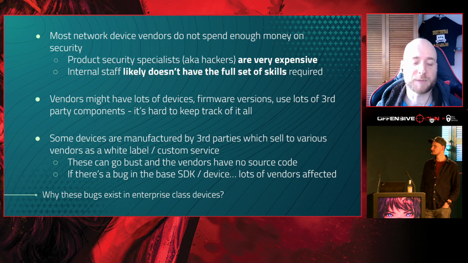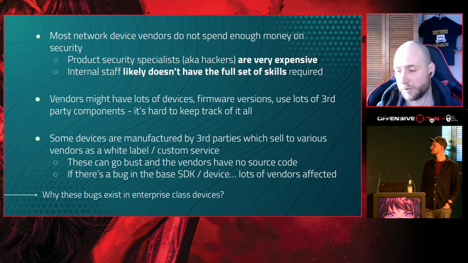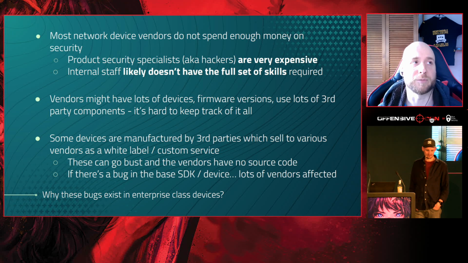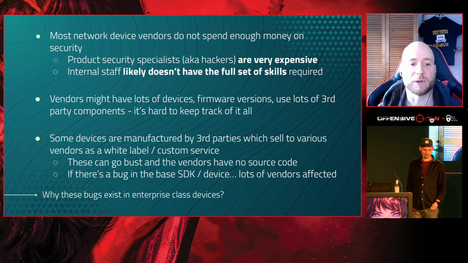And again, vendors might have a lot of devices with many versions and use a lot of third-party components and code. Sometimes it's very hard to keep track of it all. Imagine how many devices Cisco has to manage. Another thing which is important, I'm not really sure it applies to the Cisco one, but I wouldn't be surprised if it does, is that some devices are manufactured by third parties. And they make a platform that is white labeled to a vendor. This happens in consumer routers. Again, I wouldn't be surprised if it happens in enterprise ones.